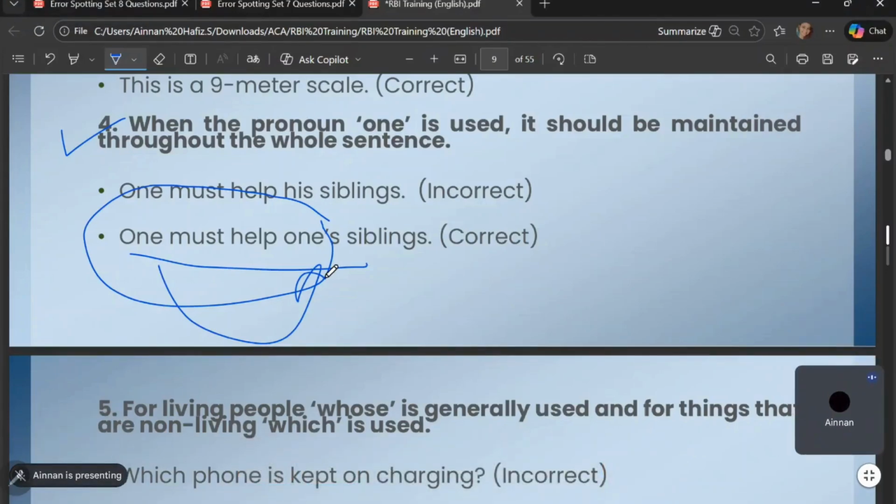You're telling this is happening because of that, or contradiction is nothing but comparison or in relation. There are two meanings here. So whenever you find words like that, especially the word one, make sure you use the word one again in the sentence. Instead of using a pronoun, you use that one again. That is what it says. When the pronoun one is used, it should be maintained throughout the sentence. So instead of saying one must help his siblings, one must help their siblings, I say one must help one's siblings.